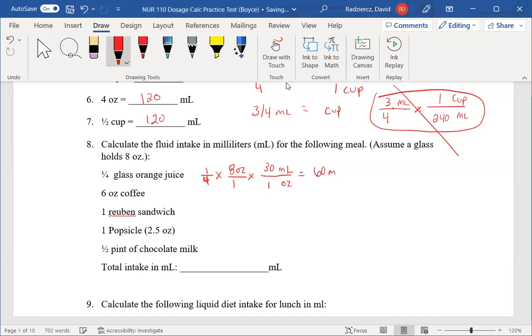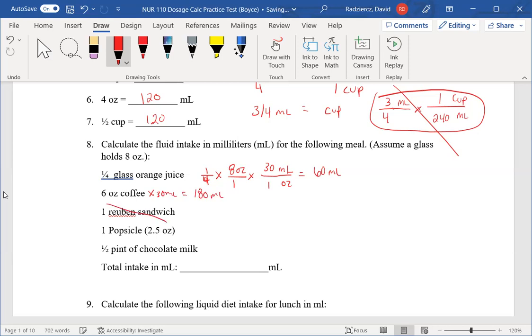Seems like just a drip. It's like a shot of orange juice. They didn't really get much in there. Then for the coffee, I'm just going to multiply by 30 mL because it's 30 milliliters per ounce. So I'm going to get 180 milliliters.